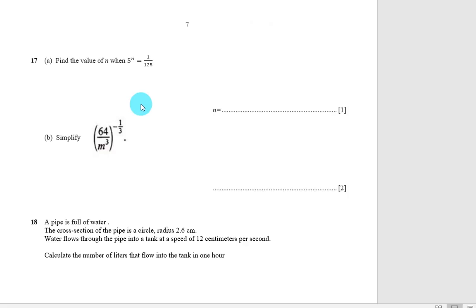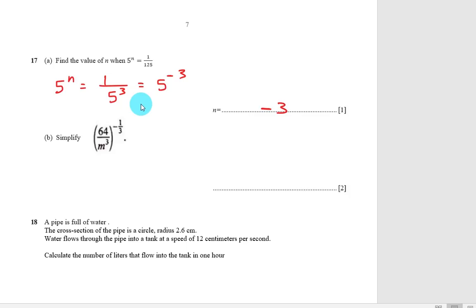Find the value of n when 5 power n is equal to 1 over 25. 5 power n is equal to 1 over 5 power 3. So it's equal to 5 power minus 3. So n is equal to minus 3.